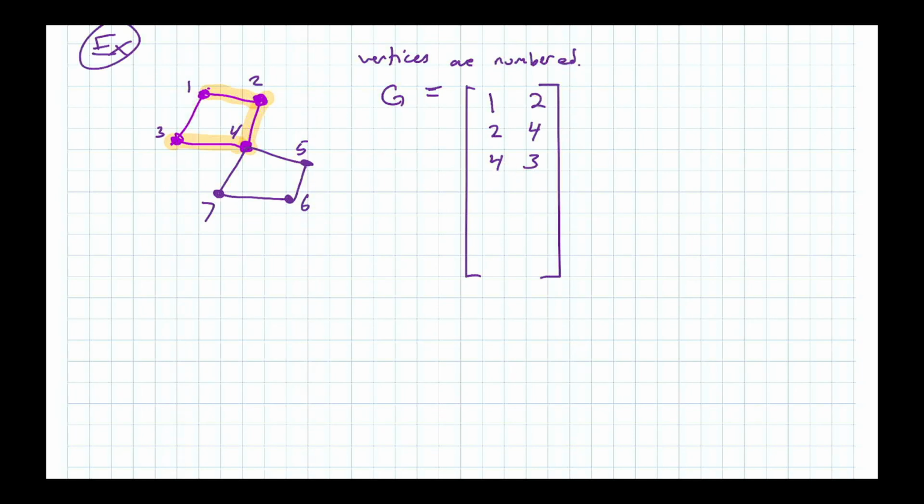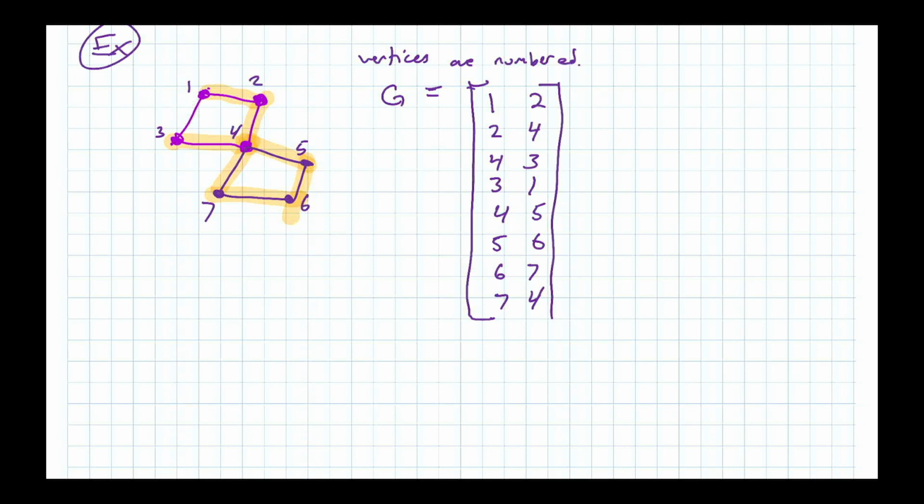What do we got? We got 3 to 1. And I'm not paying attention to the order or anything like that. What's the next one? How about this one? 4 to 5. 4, 5. 5, 6. 6, 7. 7, 4. All right. So that's how we're going to put our graph in there. Did I do 3, 1? Yeah, I did.